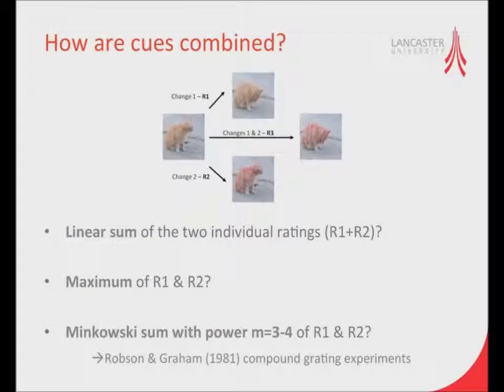So how are the cues combined? So is R3 just a linear sum of R1 and R2? Or is R3 the maximum of R1 and R2? Or could it be that R3 is something similar to what Robson and Graham found? So using a Minkowski summation with a power between 3 and 4, can you predict R3? So we decided we want to look at that.